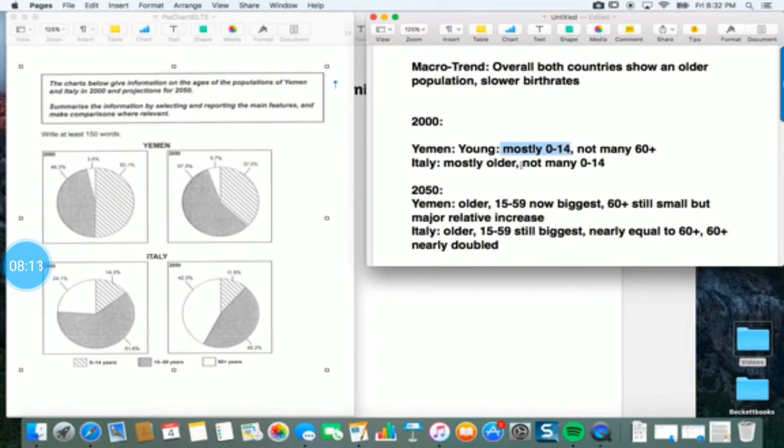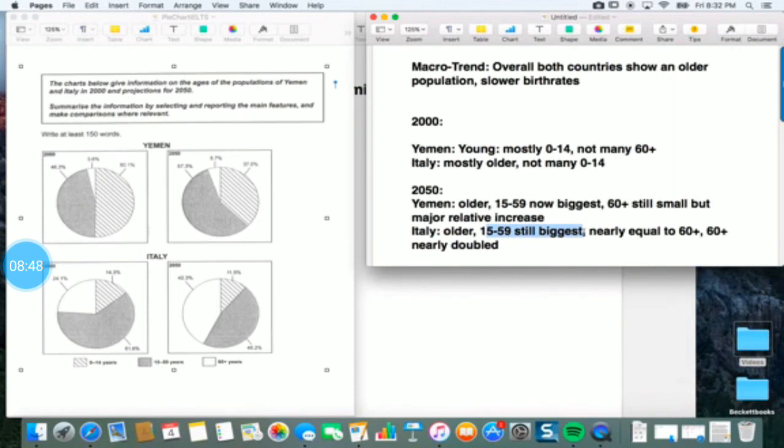Quite young, quite old. Then in 2050, Yemen is older. 15 to 59 is now the biggest. And as I said, 60 plus is still small, but it's a major relative increase. In comparison, Italy also gets older. 15 to 59 is still the biggest, but it's now nearly equal to the 60 plus. 60 plus has nearly doubled and reached a similar level to 15 to 59.